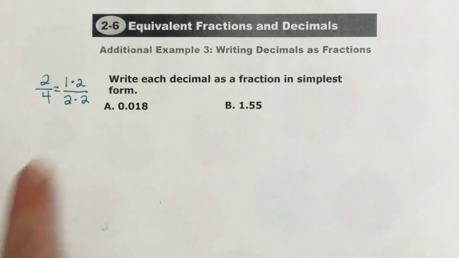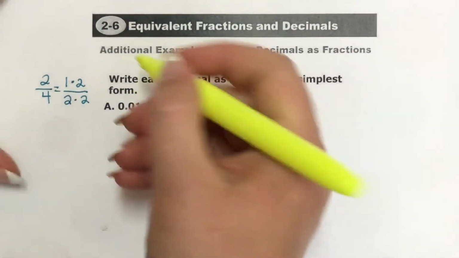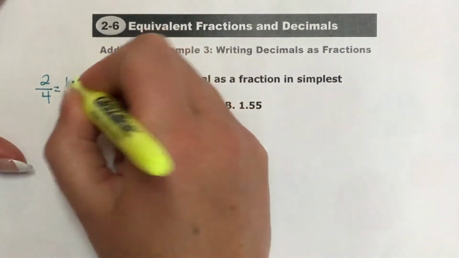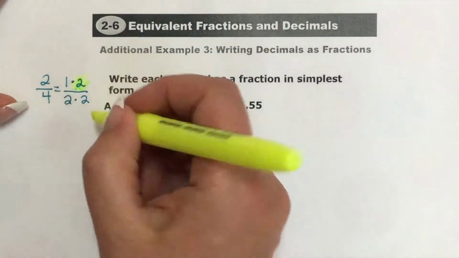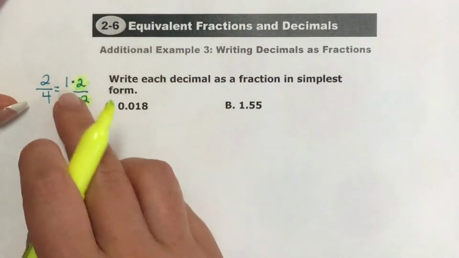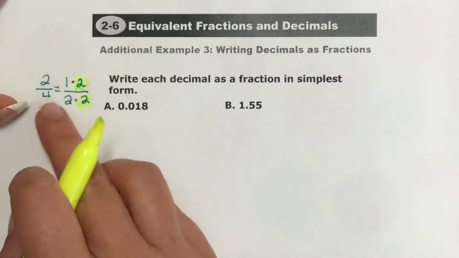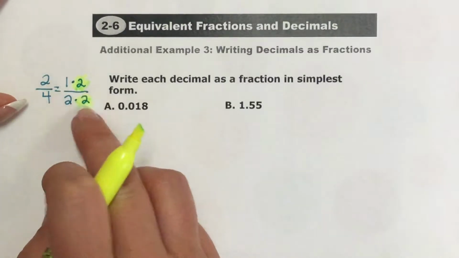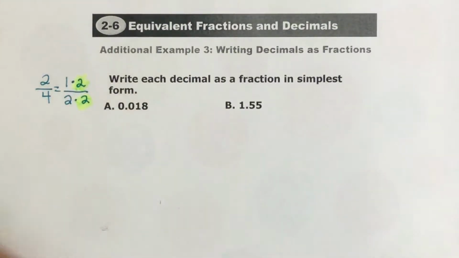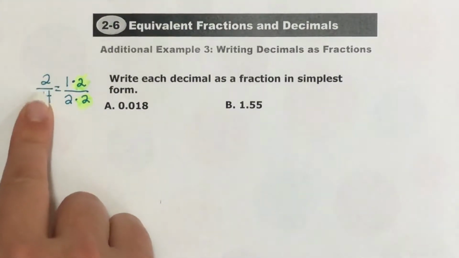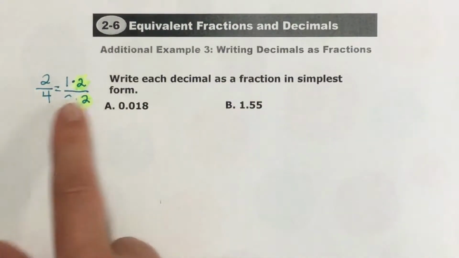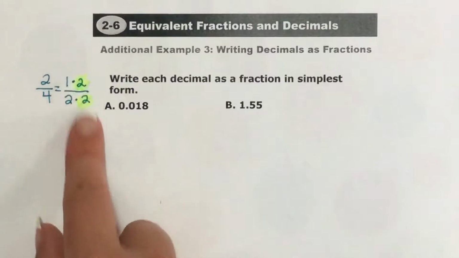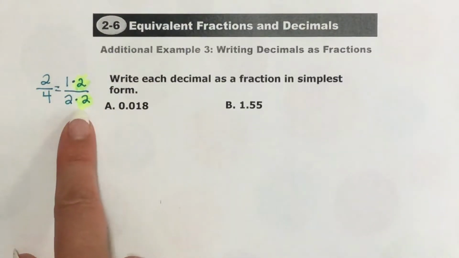What happens is these numbers have a common factor of 2. Whenever you're multiplying numbers together, they're called factors. So 2 has a factor of 2, and 4 has a factor of 2, and that is common. So this, 2/4, is not in simplest form. Simplest form, or lowest terms, means that you cancel out all of the common factors.